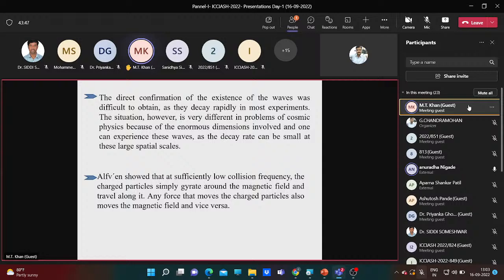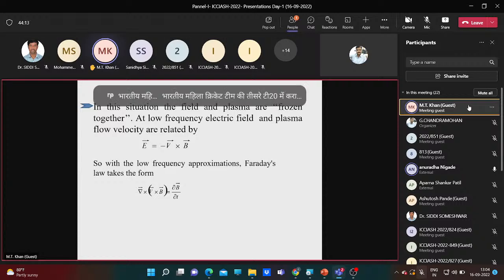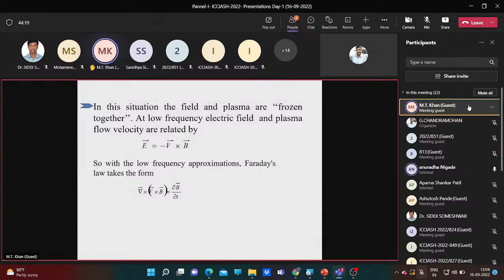Alfvén showed that at sufficiently low collision frequency, the charged particles simply gyrate around the magnetic field and travel along it. Any force that moves the charged particle can also move the magnetic field and vice versa. In this situation, the field and plasma are frozen together. At low frequency, the electric field and plasma flow velocity are related by E equal to minus V cross B. Here E is the electric field, V the velocity of the waves, and B the magnetic flux density. With the low frequency approximation, Faraday's law takes the form del cross E equals minus del B over del t.